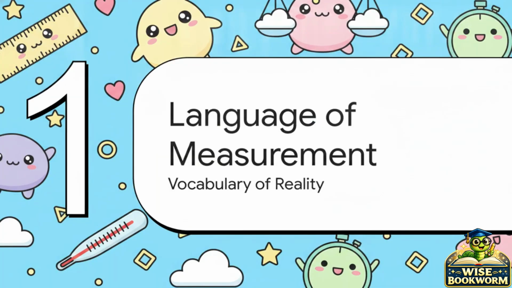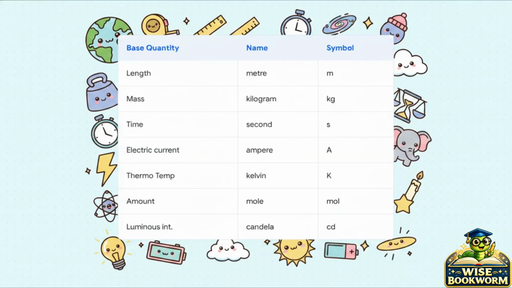So, starting off with Section 1, the language of measurement, or as I like to call it, the vocabulary of reality. Every single measurement requires an internationally accepted reference standard, right? We just call this a unit. And to bring order to a chaotic world, scientists developed the International System of Units, also known as the SI system. And what's really interesting here is that the entire mind-boggling complexity of our physical universe can be broken down into just these 7 fundamental base units.